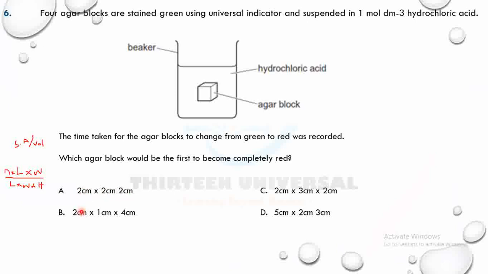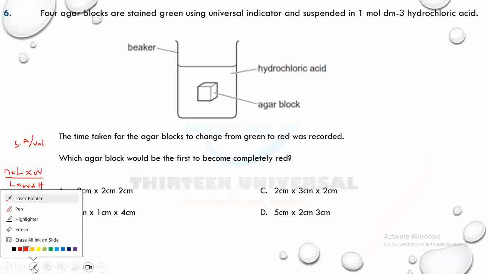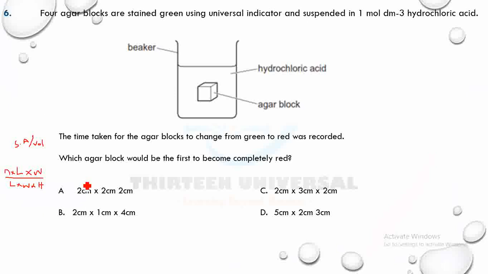So check the length. If they have the same length, the one that has the smaller length will give us the faster rate. Remember, the shorter the length, the higher the surface area. Look at option A and option B. Let me show you how to do it, so that next time you don't waste time with this question. This is length, this is width, that is height. The same thing here: length, width, height.